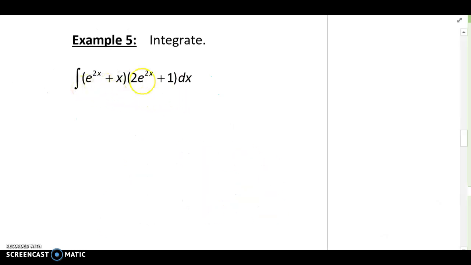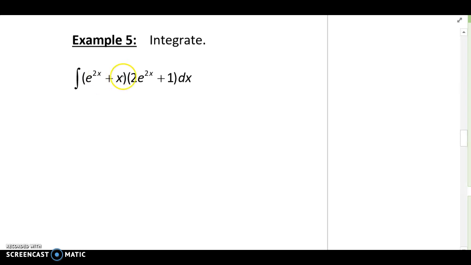Here's our example 5. We're supposed to integrate this, which is a binomial times a binomial with e to the x's in them, and it looks just horrible. Remember that the derivative of e to the x is e to the x, the integral of e to the x is e to the x. These have e to the 2x plus another x times all that. It is in the realm of u substitution. That's why it's in here. What are we going to do with this one?